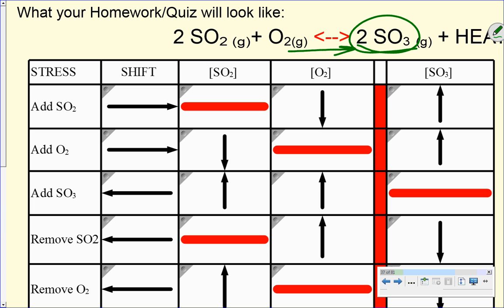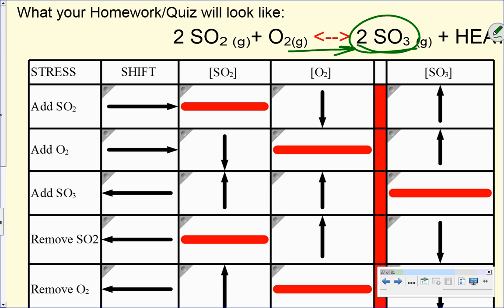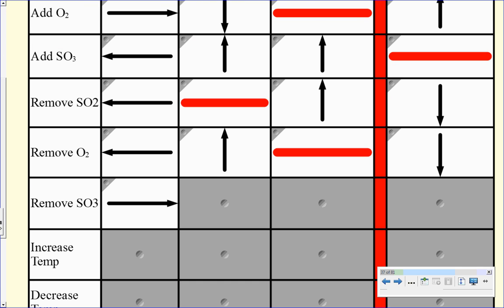If you're removing SO2 or SO3 from the system, you're actually favoring a shift to the forward reaction. The SO3 isn't present to break down to SO2 and O2, but we're still forming SO3. What this is actually causing is we are using up our SO2 and our O2. Since we're removing SO3, we're not going to worry about what's happening with that.